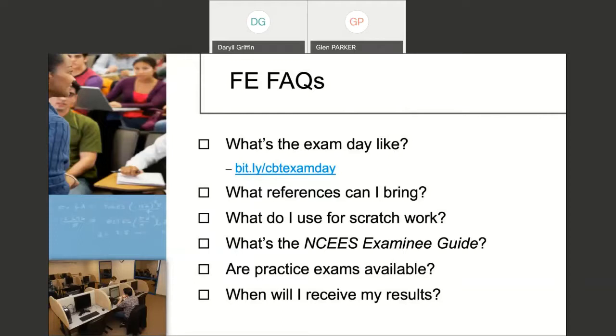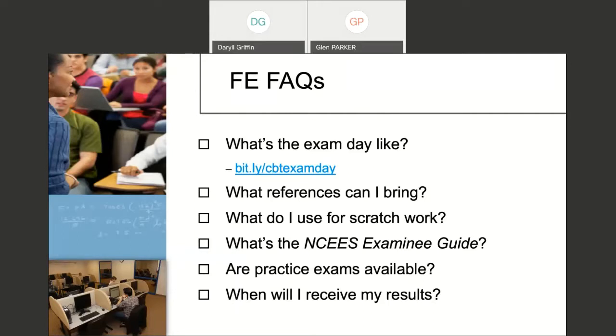And you can't bring any references. You can only bring an approved calculator. There's a list of which ones are allowed. And they will actually give you some paper for scratch work during the exam, and you have to turn that in before you leave. And there's an examinee guide that probably answers any questions, and probably a lot that you may have not thought about. There are practice exams out there, and you'll typically receive your results within a week or so.